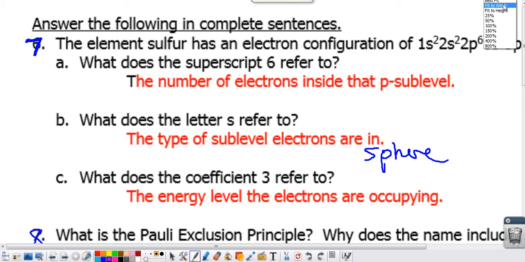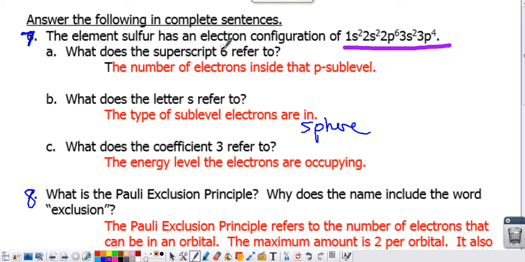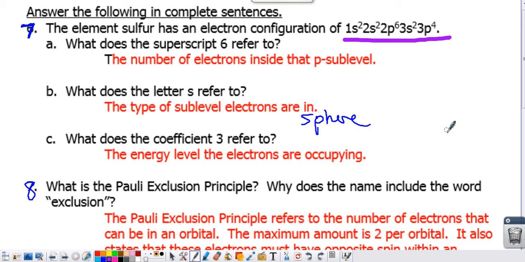The element solver has the configuration of this. What does superscript 6 tell us? It tells us the number of electrons that are inside that sublevel. What does the S represent? It tells us the type of sublevel. Remember that each sublevel has a unique shape. The S's look like spheres. Those P's kind of look like peanuts. And we just saw the 5 D orbital shapes, which are pretty weird shapes. I can't even give you a nickname for them.